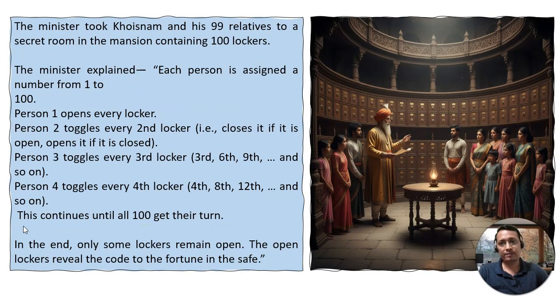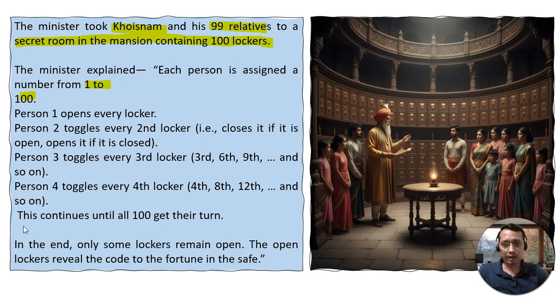That's the key thing. The minister takes all of them to a secret room in the mansion containing 100 lockers. The minister explained that each person is assigned a number from 1 to 100. There are 100 people in total, the son plus 99. Everybody will get one number.